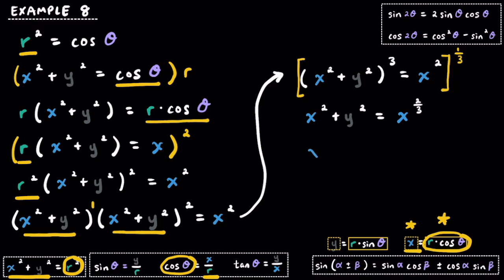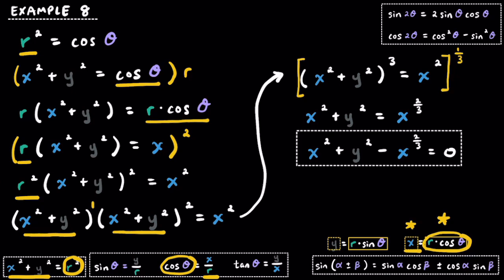Subtracting the x to the 2/3 power from both sides, we can then write x squared plus the y squared. That stays the same, and we're going to take away this x to the 2/3 power and set that equal to 0. And that'll be our answer.